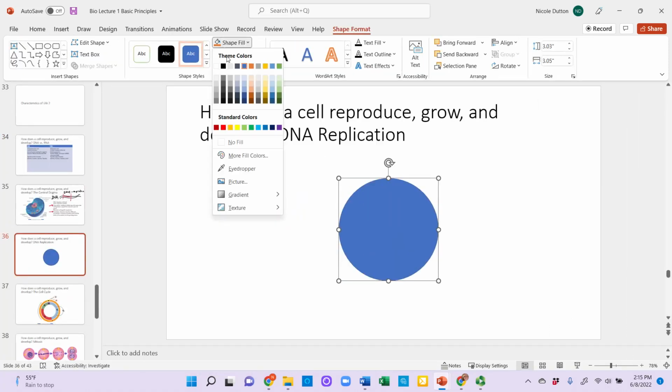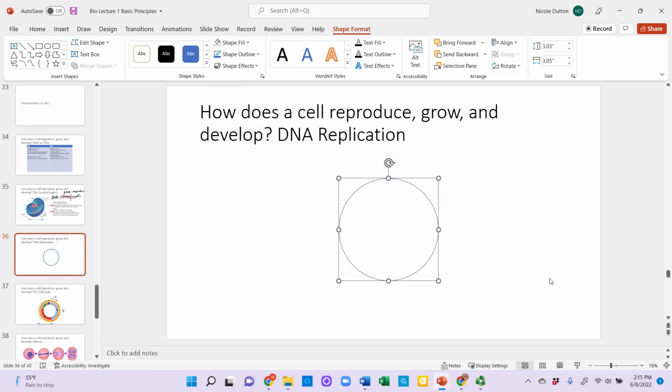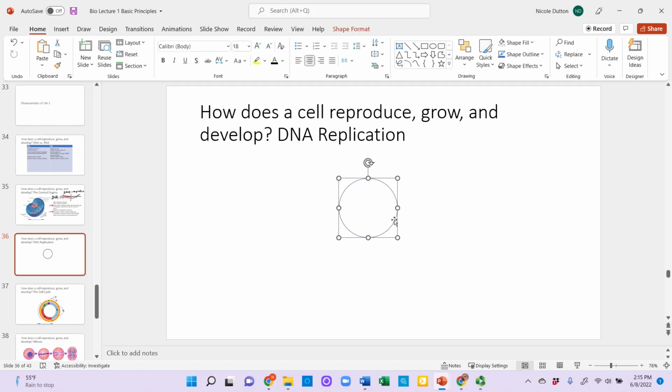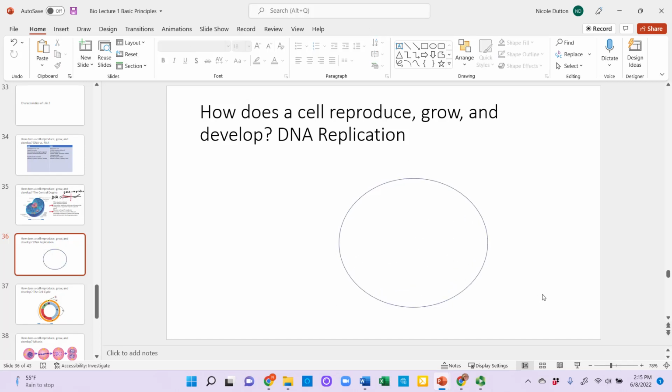So we're not going to fill this. No fill. So we have a cell here. This is our typical cell. The first thing that the cell has to do in order to divide is grow bigger. It's going to have to be twice as big, so that when the cell does divide, both of the cells are of pretty much equal size.